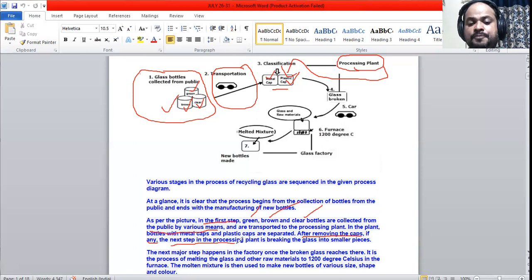The next step in the processing plant is breaking the glass into smaller pieces. So the glass is broken into smaller pieces there. I told you that the metal caps and plastic caps are segregated, and if there are any caps, we remove them, and then the glass is broken.